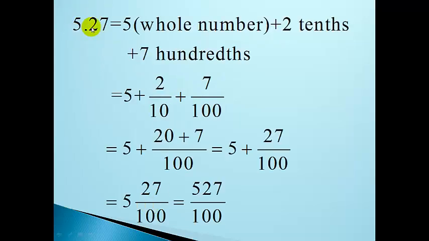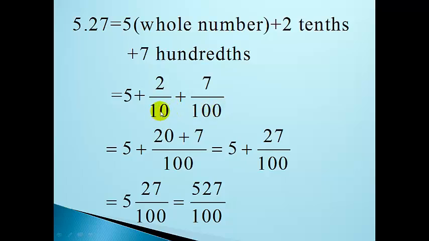Now, considering 5.27, the digit before the decimal point is 5, and that is the whole number. So 5.27 is equal to 5, the whole number, plus, because 2 is occupying the 10th position, 2/10, plus 7 is occupying the 100th position, so it's plus 7/100.